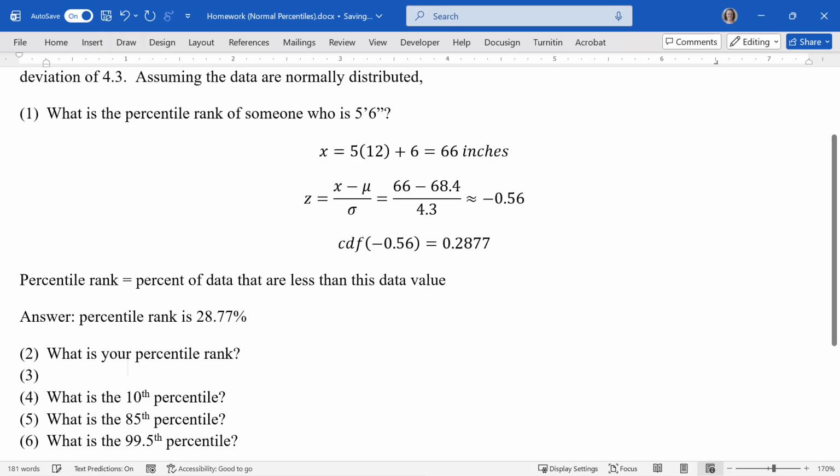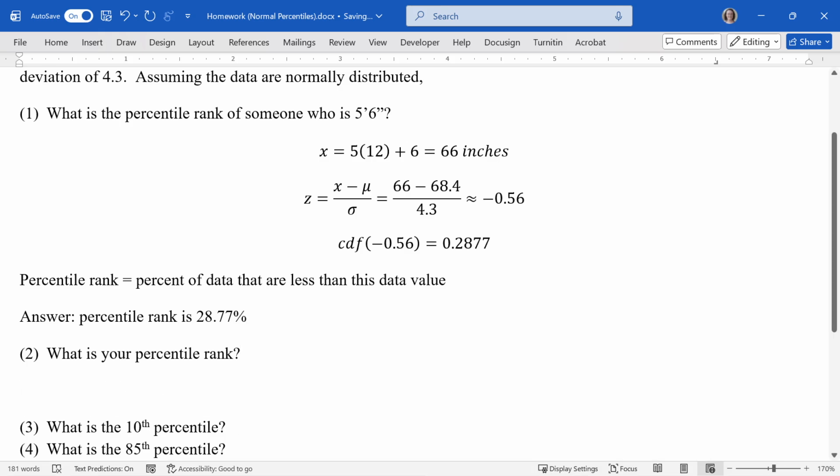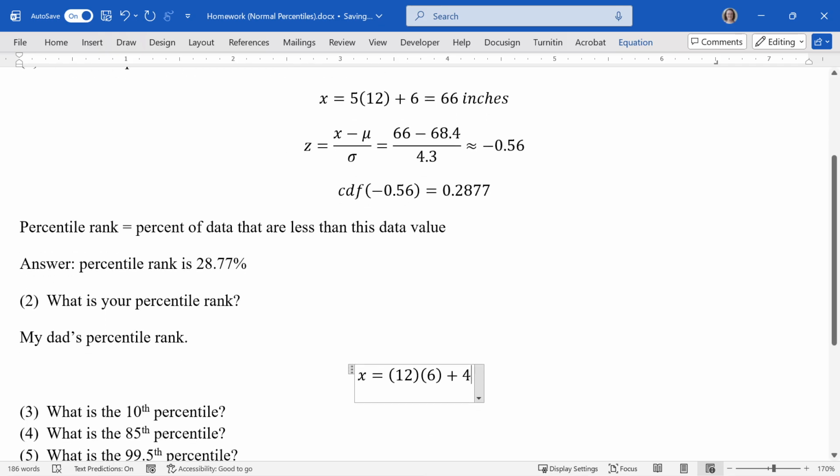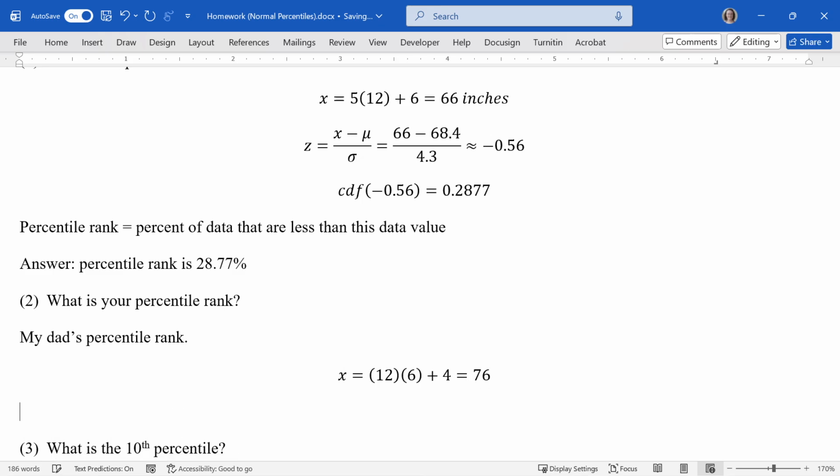Okay, now what is your percentile rank? So maybe I'll do this for my dad instead of me, because I'm always having to admit how short I am. My dad was really tall, so I'm going to do my dad's percentile rank. X is going to be, he was 6'4", so 12 inches times 6 feet plus 4 more inches. So that's 72 plus 4, that's 76 inches for my X data value.